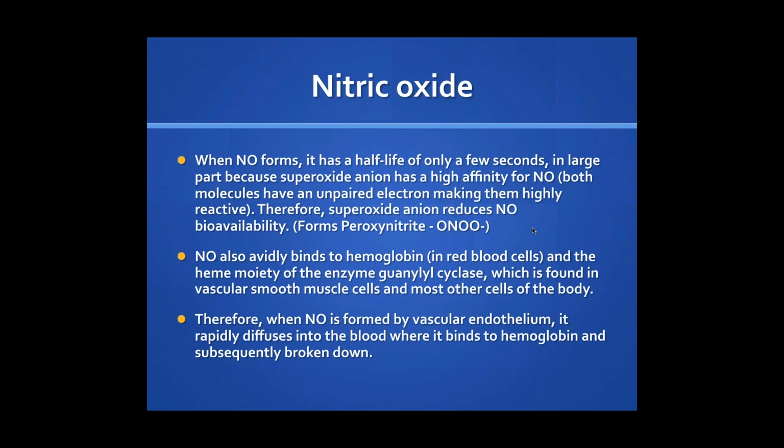But basically, what happens is if we've got too much superoxide being created, then it creates an overproduction of peroxynitrites. So we'll look at that again in more detail as we go along.